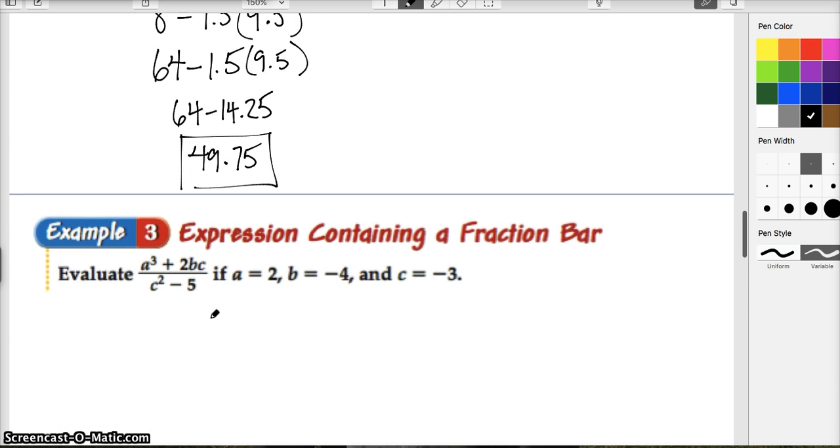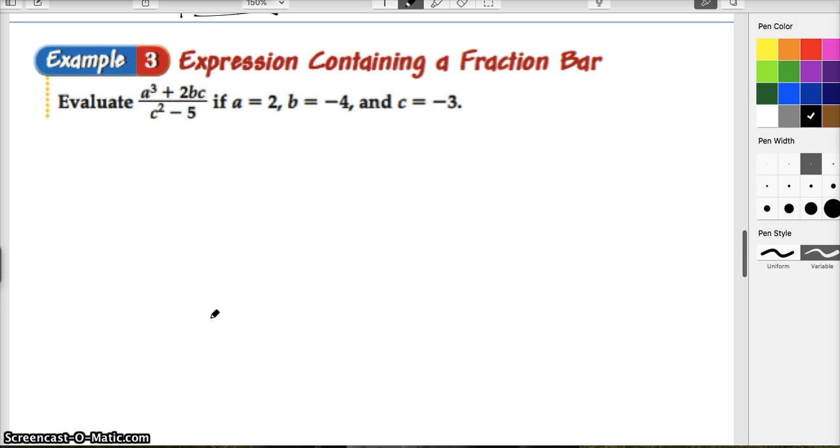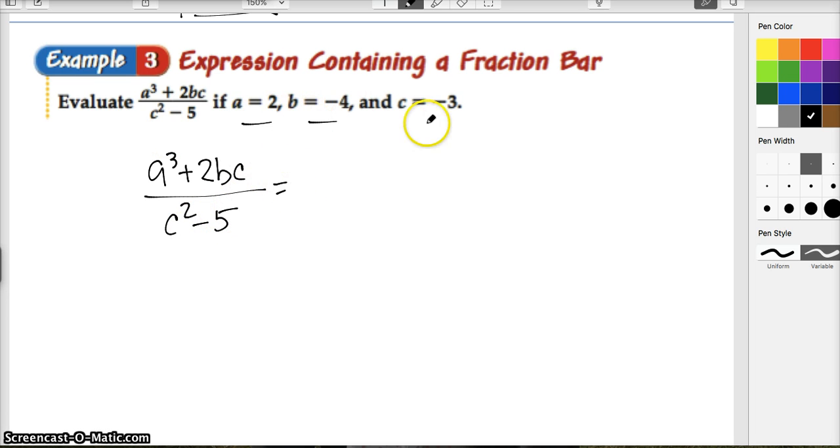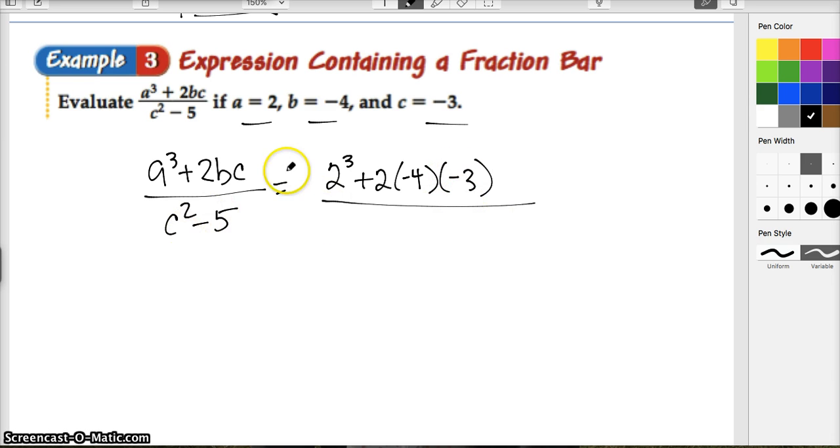Okay? Let's take a look at expressions containing a fraction bar. So again, these are very similar to the last couple of problems. We're going up in difficulty a little bit, but the same idea applies here. Let's rewrite the problem with the substituted numbers in. So for a, I'll put 2, so I get 2 to the third power plus 2 times b, which is negative 4. Sometimes putting parentheses around those is really helpful to just keep track of the signs. And then I've got c squared. c to the second power would be negative 3, quantity squared minus 5.